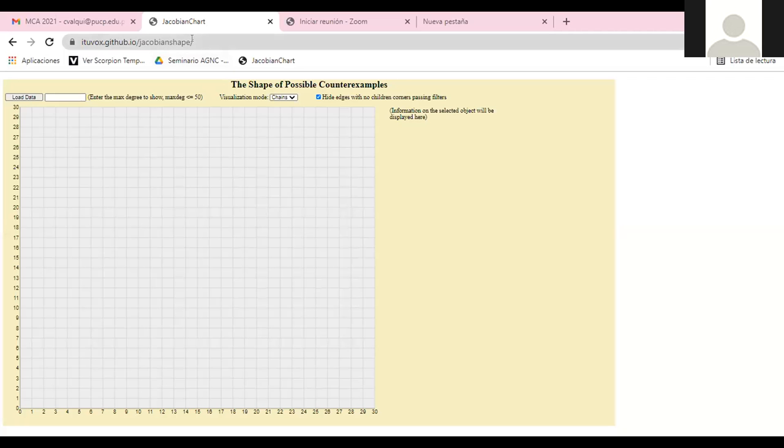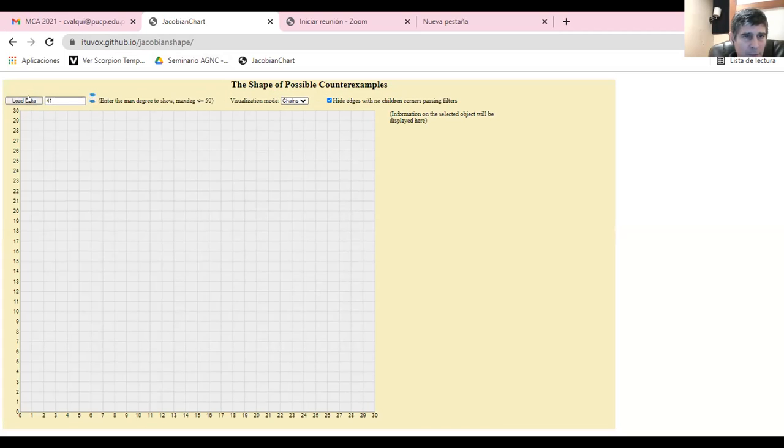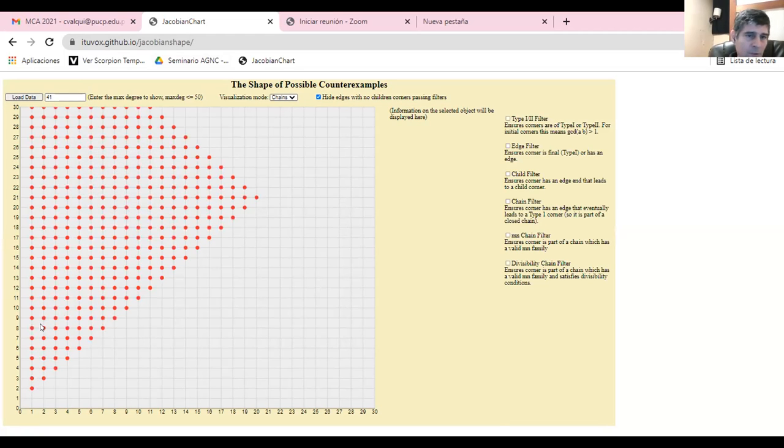We'll change the screen I'm sharing. So if you get into this web page, you get this picture. You can put here a number from 1 to 10. I will put 41, because we want to see the data lower than 42, and you get all the points. Load data. Well, these are all the possible points.